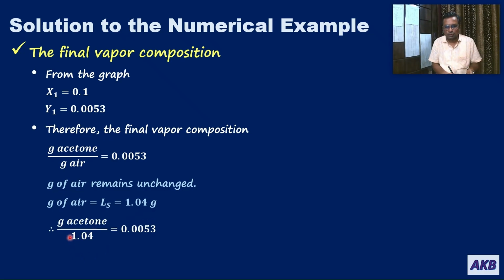Now, gram of acetone divided by gram of air, which is 1.04, that will be capital Y1. That is capital Y1, which we know it is 0.0053. So this is nothing but capital Y1.